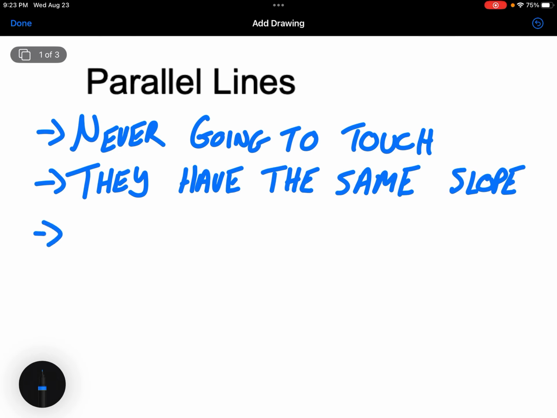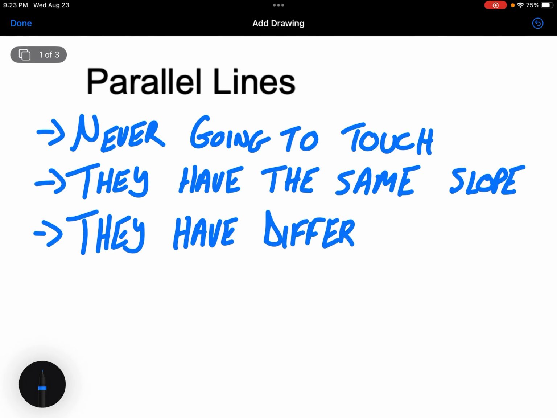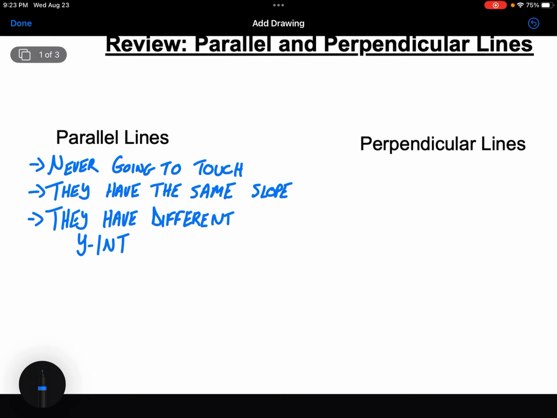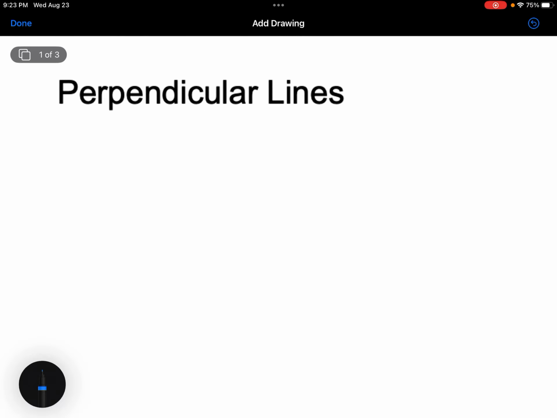And then finally, they need to have a different y-intercept. If they had the same y-intercept and the same slope, they'd actually just be the same line laying on top of each other. So they need to have a different y-intercept. This means that they start at a different spot, and therefore they're going to be parallel and they can never touch. So remember, our slope is always our m value in y equals mx plus b, and our y-intercept is always our b value. Okay, we'll get to that later.